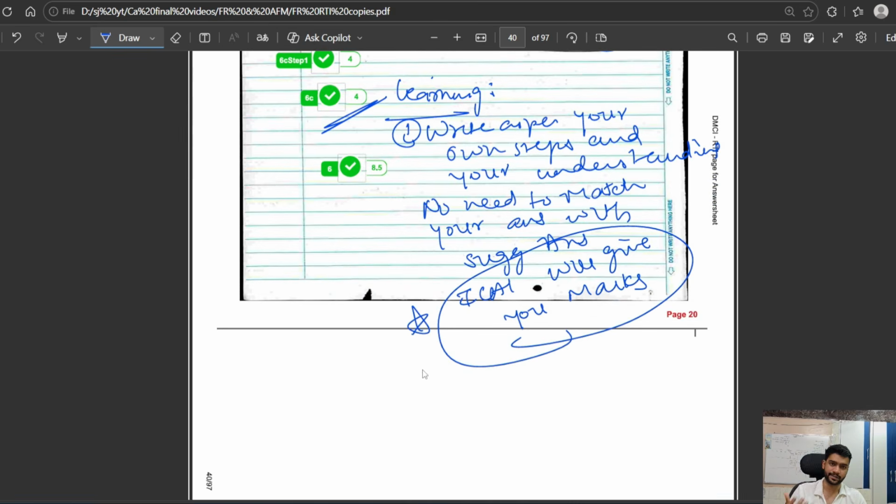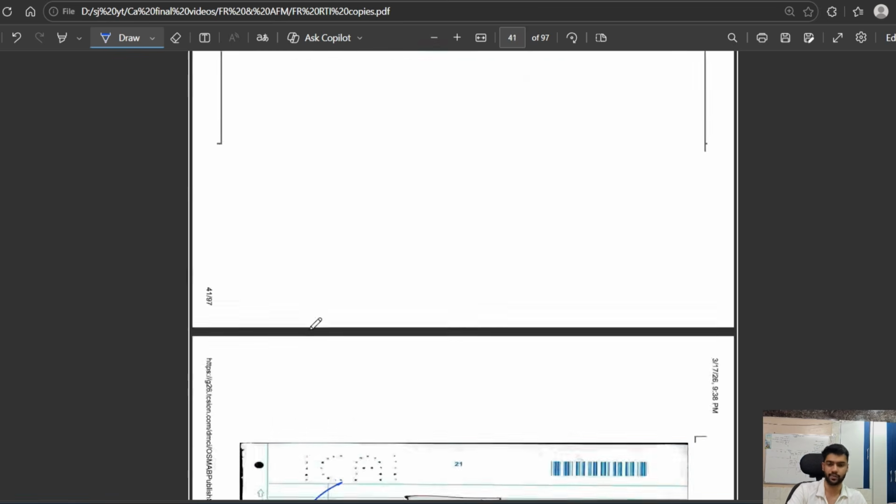And most of you are stressed that if my answer does not match with the suggested answer, ICAI will not give me marks. In case of FR and AFM, I am definitely sure that if your numbers are matching, ICAI will give you marks. So this is the learning, that you have to write your own steps, whatever faculty has taught you, whatever books you are referring, and if it is not matching with the suggested answer, do not care, because if your numbers are matching, ICAI will definitely give you marks. So this is a very big learning for you guys who are going to give their exams in May 26.